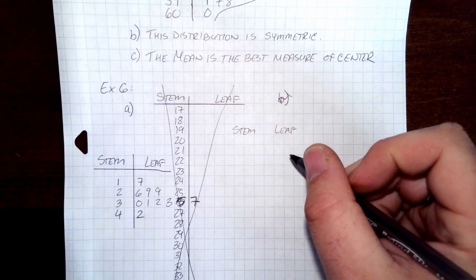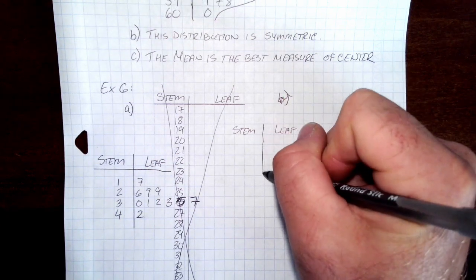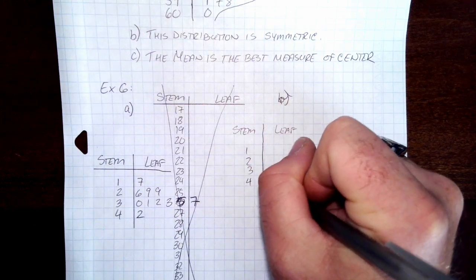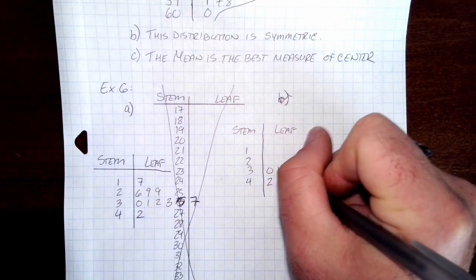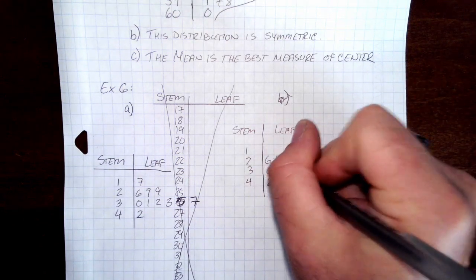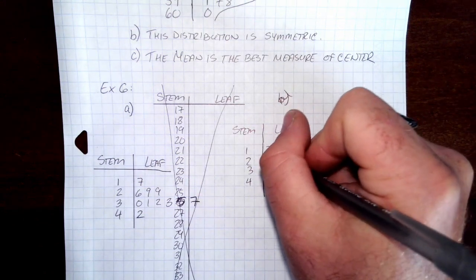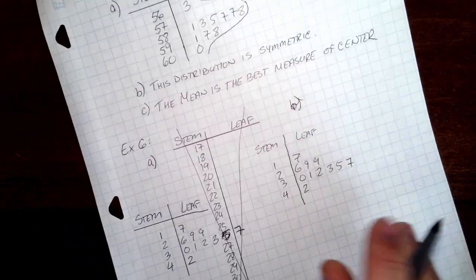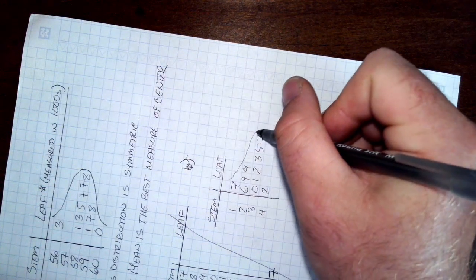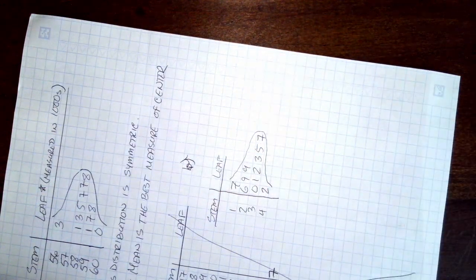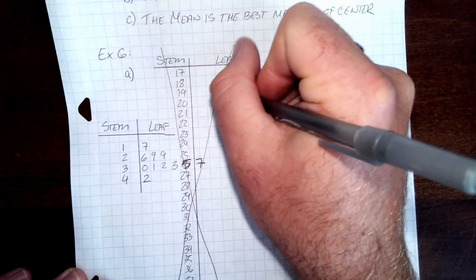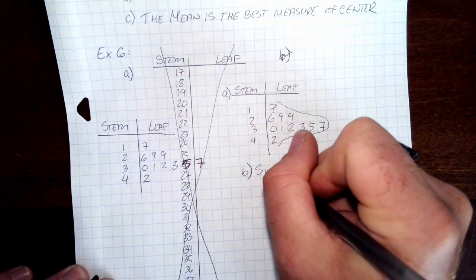So either way, that looks mostly symmetrical to me. 1, 2, 3, 4. Because that set of 2 leaves does kind of bring our shape up in the middle a little bit more. So it does still mostly look symmetric. So part B, this is a symmetric data set.